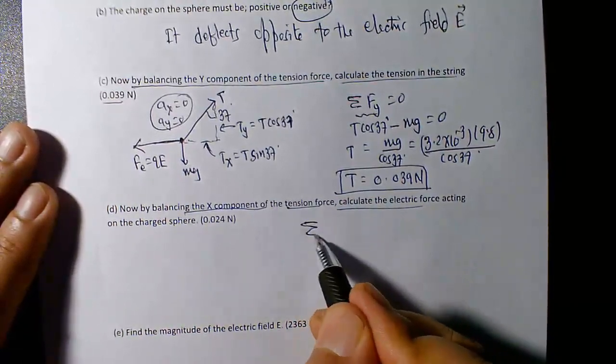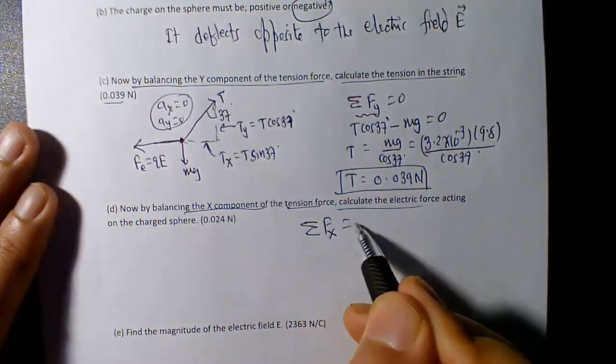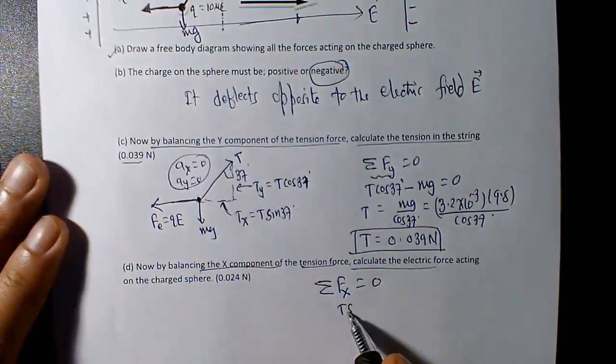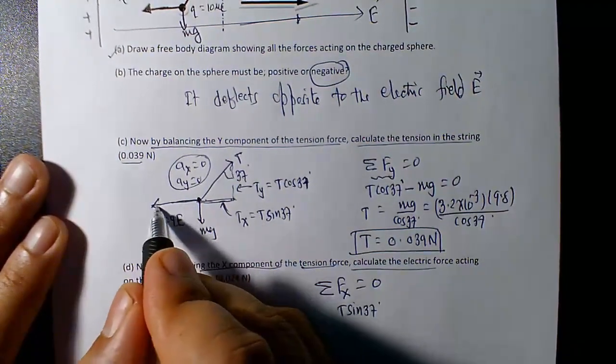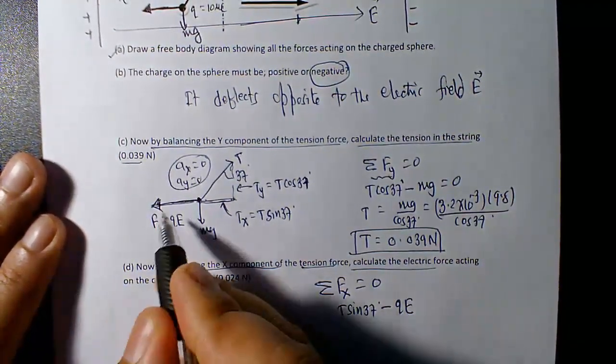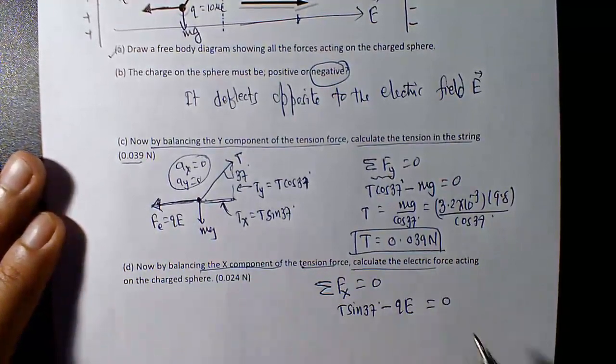Okay. So the next question is: balance the x component of the tension force, then calculate the electric force. We are going to use Newton's second law in the x direction. It has to be 0. What's the net force in x? T sin 37 degrees is counterbalanced by the electrical force, which is QE, because it's going in the opposite direction, and the net has to be equal to 0.